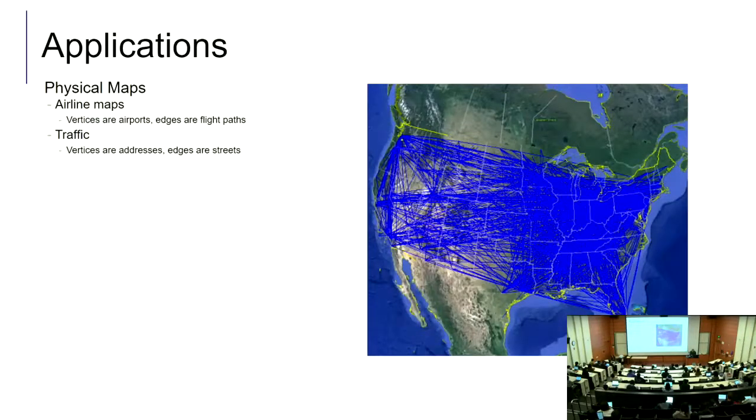Here are some more applications. So physical maps, airline maps, traffic maps, all of these things where the destination is that little circle and how you get between the destinations. So for example, this is actually a map of, I believe, airline routes. Each airport is perhaps a vertex in this context, and each plane route is an edge.